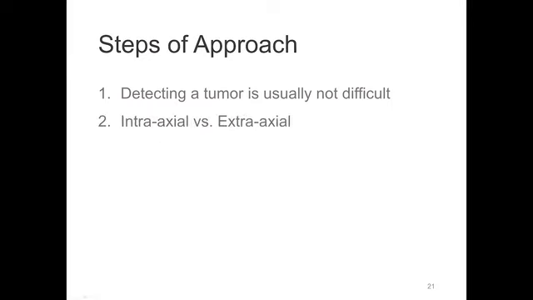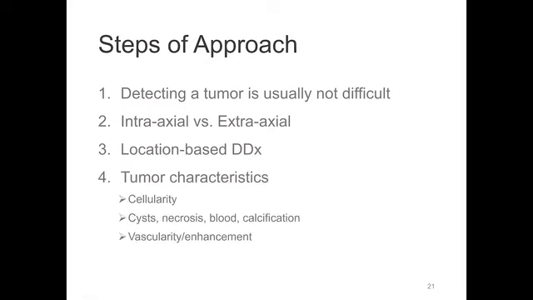Then next step, you need to differentiate if this tumor is intraaxial or extraaxial. Then I will further talk about the location-based differential diagnosis. You still think about what's the most common tumor types in this location. You might have some 2 or 3 tumor candidates in your mind. Then we look into the tumor characteristics, like cellularity, like the tumor might have a cyst, a necrosis, or blood, calcifications, or the enhancement shows vascularity, or heterogeneous enhancement or no enhancement. These can further narrow our differential diagnosis to bring up the final candidate.